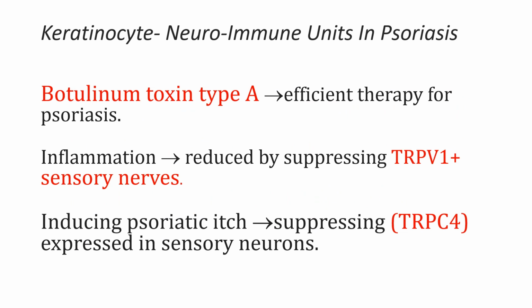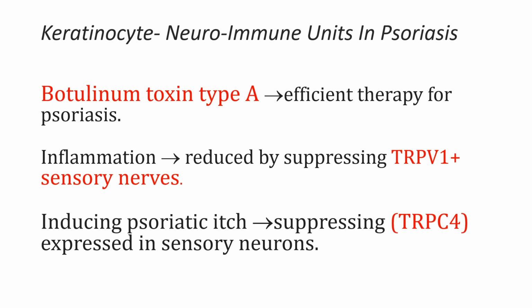Administering botulinum toxin type A through injection proves to be an efficient therapy for individuals with psoriasis. Also, in mice with skin inflammation induced using the MEQ model, inflammation was reduced by suppressing what's called TRPV1-positive sensory nerves. TRPV1 is an abbreviation of the transient receptor potential cation channel subfamily V member. And actually, I will make a future video explaining details about this specific channel receptor.